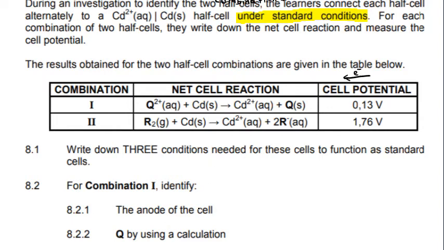They didn't specify here whether we need to use the formula or the name, so we can use either or. So you can just write Cd, or you could write it out in full.